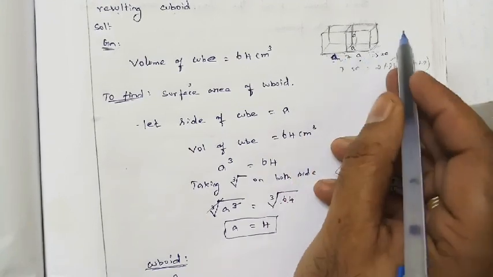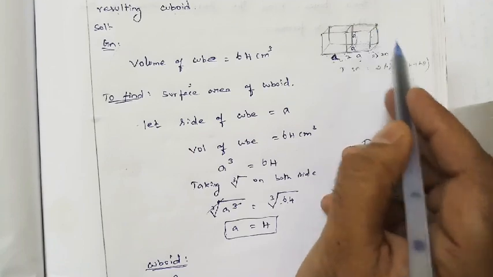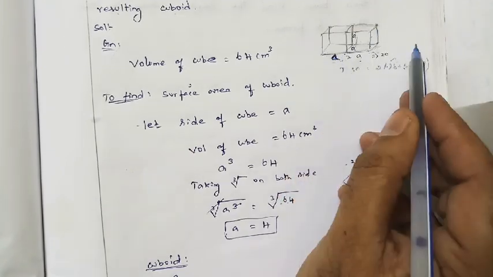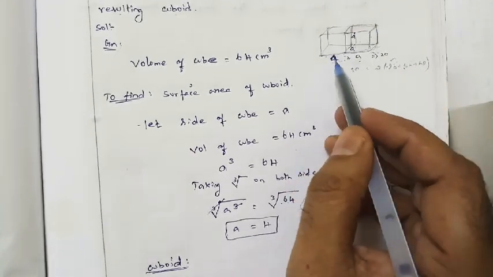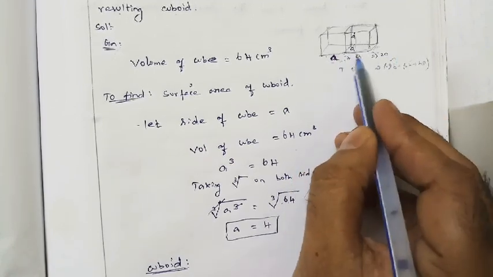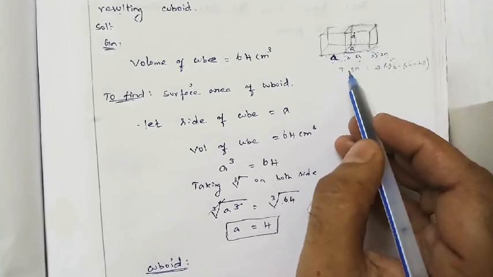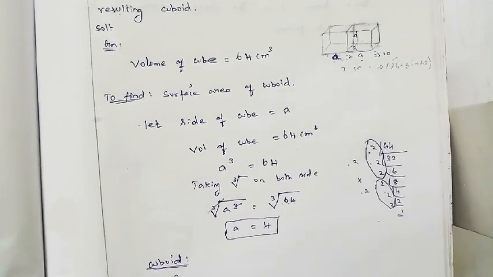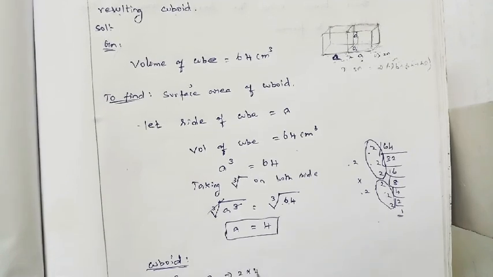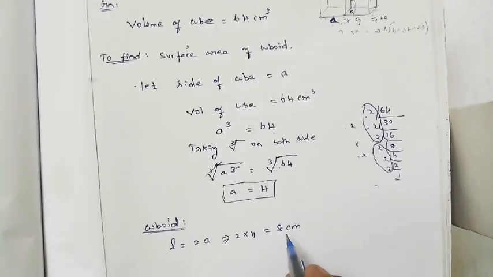A plus A. If you are joining 3 cubes, then you will get a new cuboid whose length is nothing but 3A, A plus A plus another A. So length of the cuboid is nothing but 2A, which is equal to 2 into 4, equal to 8 centimeter. So length is equal to 8 centimeter.